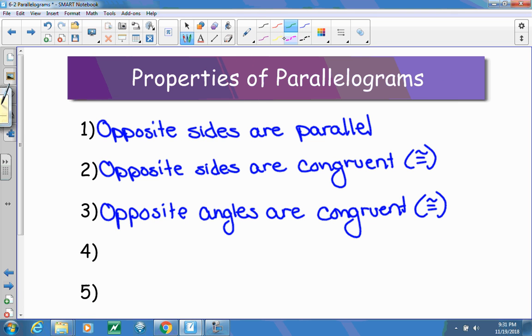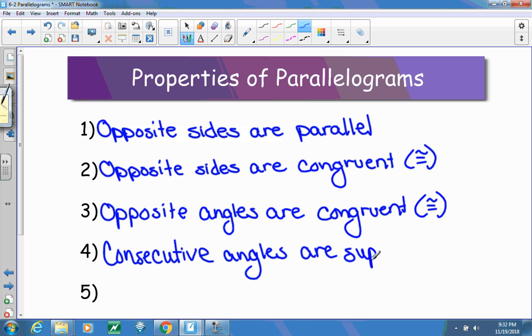So our fourth property is that consecutive angles are supplementary. So they're going to add up to 180 degrees.